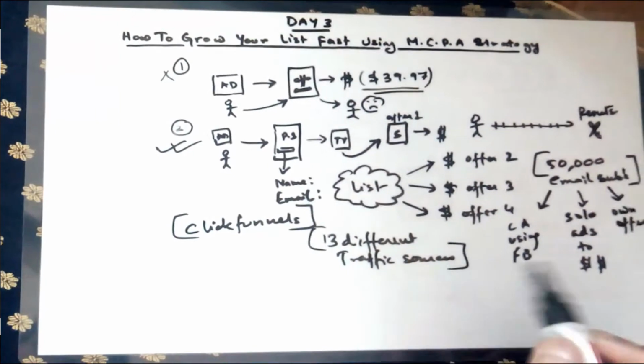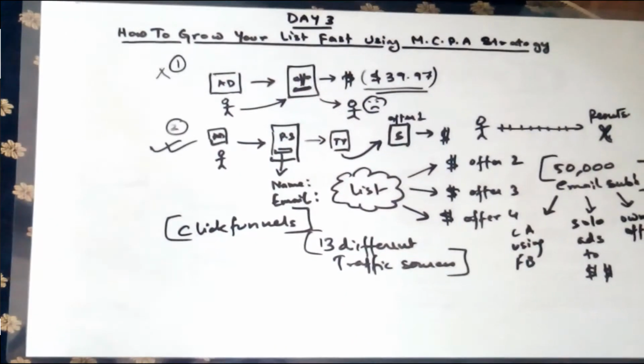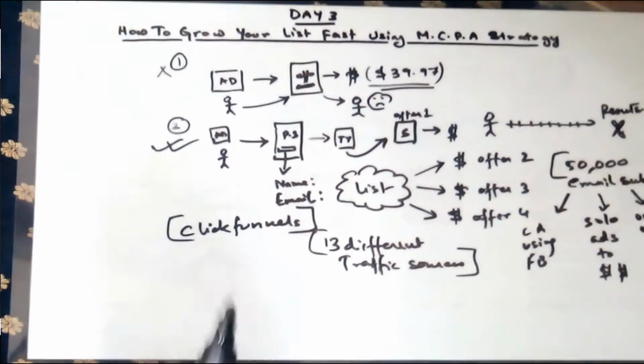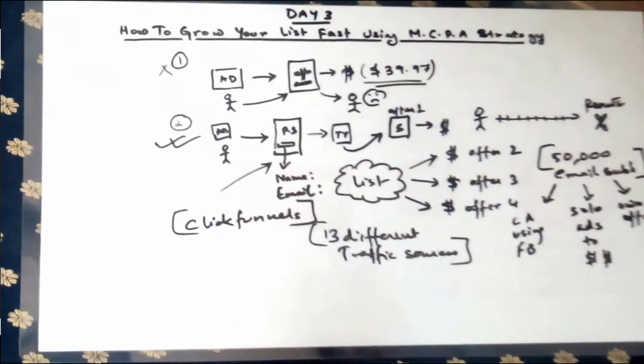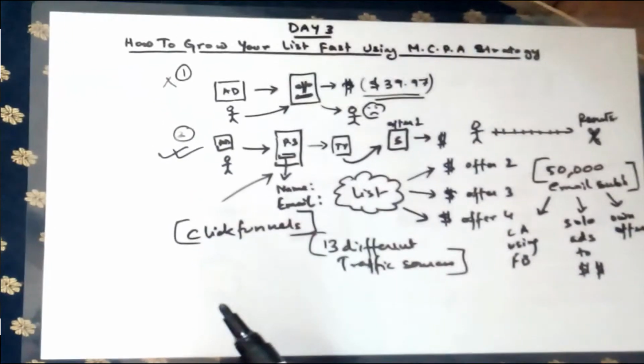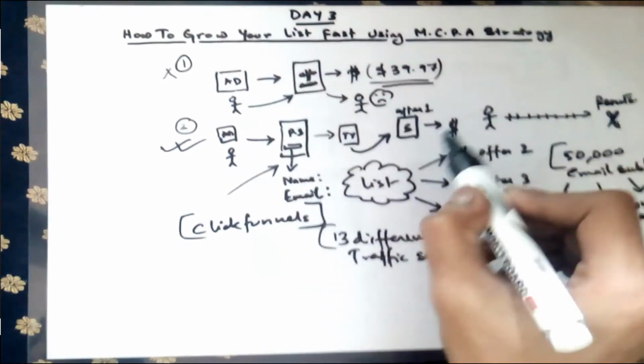You are going to create ads based on those 13 different traffic sources, and you're going to send your traffic to this particular page. And when people visit this page, guess what? Some people are going to opt in, some people are going to opt out. That means some people are going to directly go to the offer and buy the product.